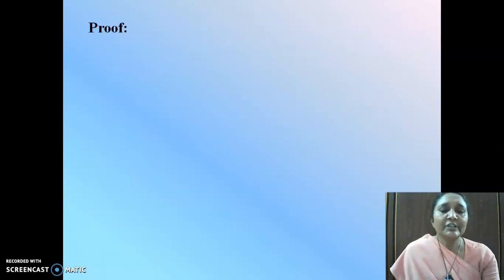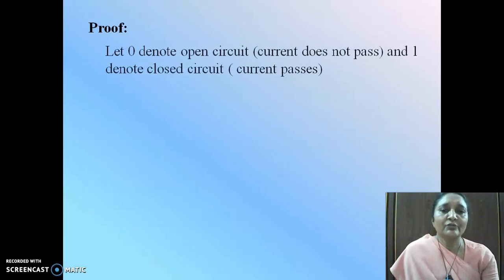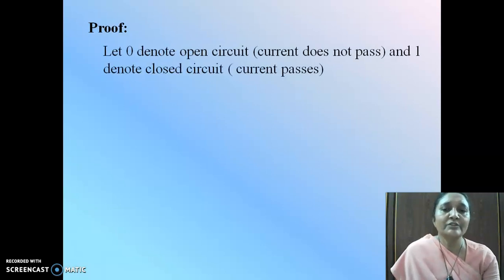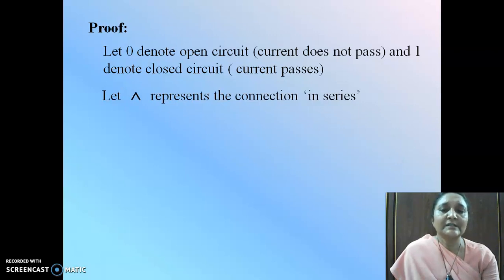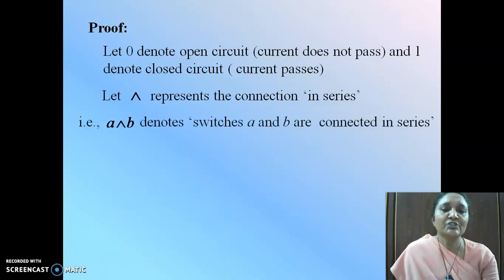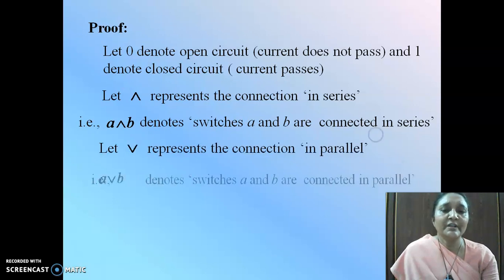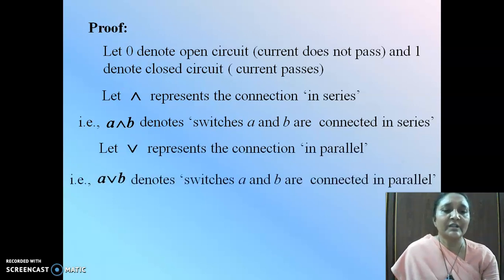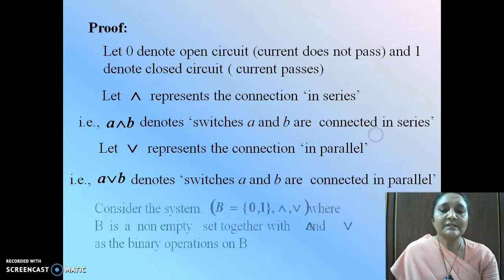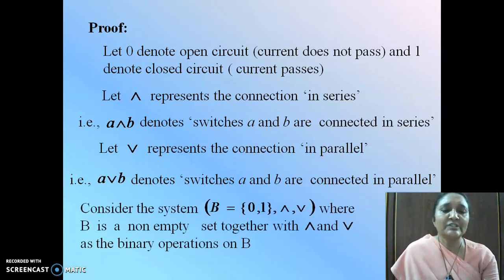Let 0 denote the open circuit where the current does not pass and 1 denote the closed circuit where the current passes. Let meet represent the connection in series, that is, A meet B denotes switches A and B are connected in series. Let join represent a connection in parallel. That is, A join B denotes switches A and B are connected in parallel. Now consider the system B equal to {0, 1}, which is a non-empty set, together with the binary operations meet and join on B.